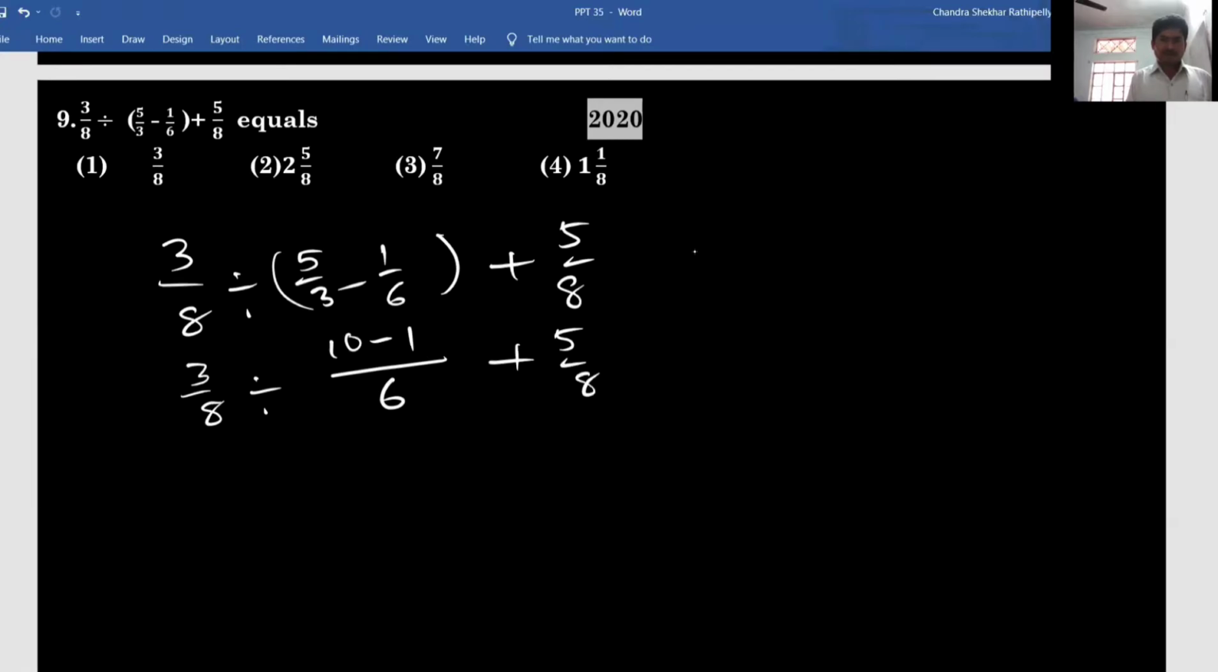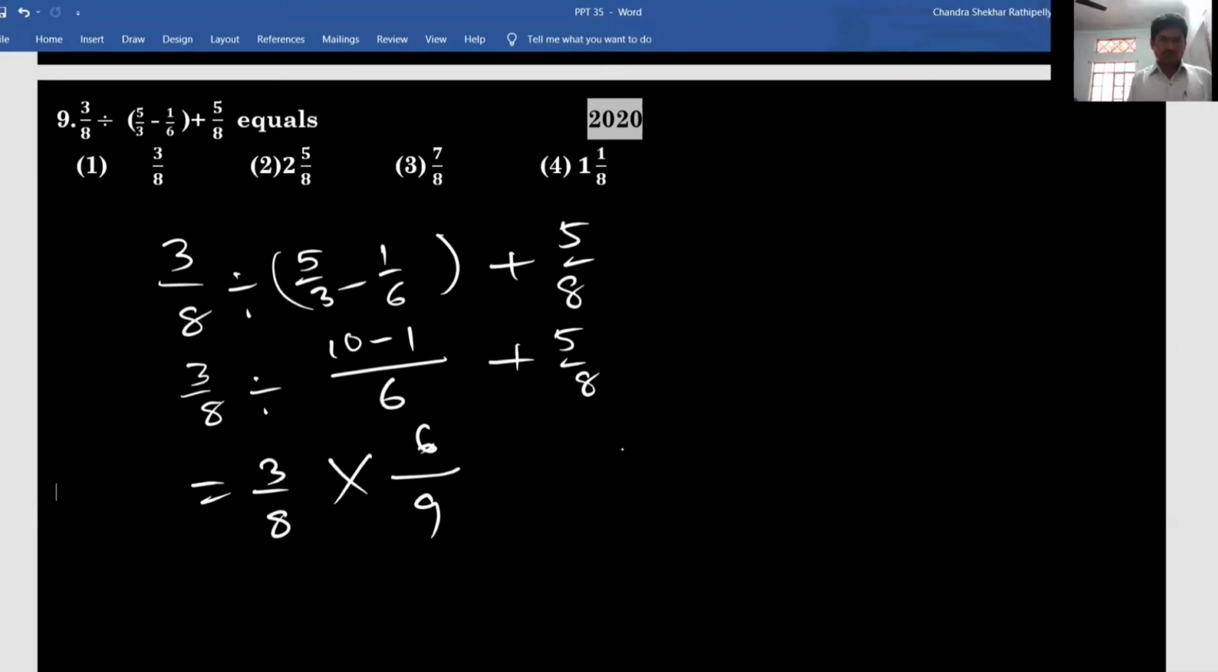5 by 8. So that is 3 by 8 divided by 6 by 10 minus 1, 9. So 6 by 9. To divide a fraction by another fraction, we have to multiply with the reciprocal of the second fraction.